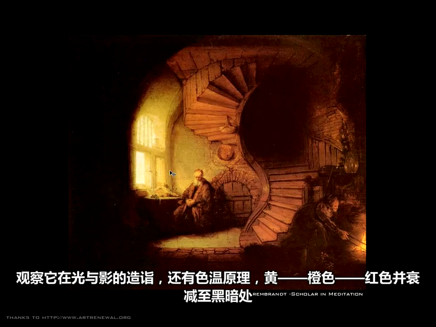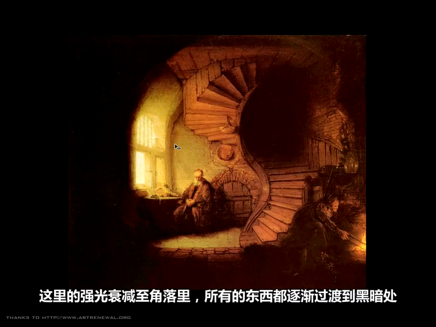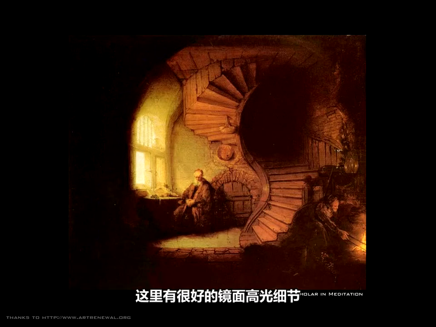Looking at his understanding of light and shadows, the whole color temperature thing again, you get this kind of yellow tones to orange to red as it falls off into the darker areas. Beautiful understanding of these soft shadows, where the light gets hottest here and then it fades up into the corners, all these kind of gradients into the darker areas. Nice specular highlights on these little details here.